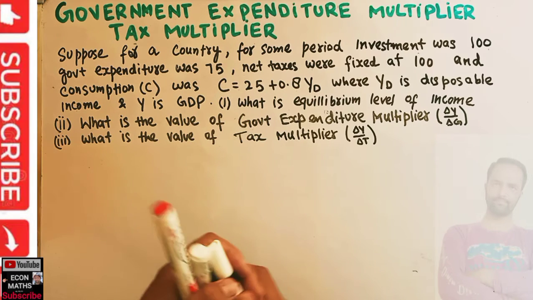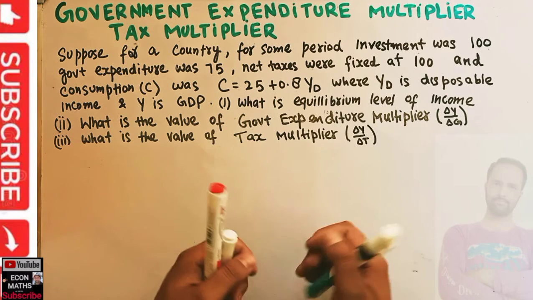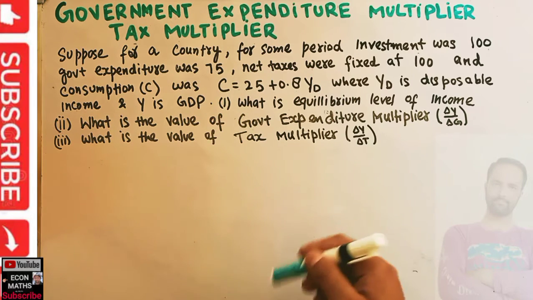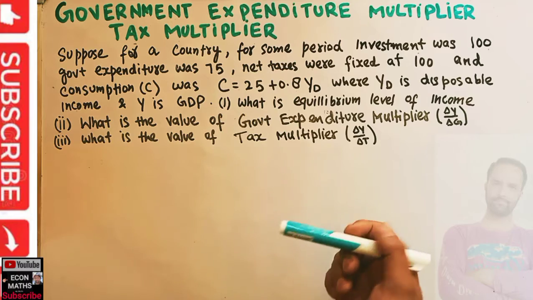In this video, we will solve a problem on how to find the government expenditure multiplier and tax multiplier, and also how to find the equilibrium level of income. This question I came across on WhatsApp. The question is like this.